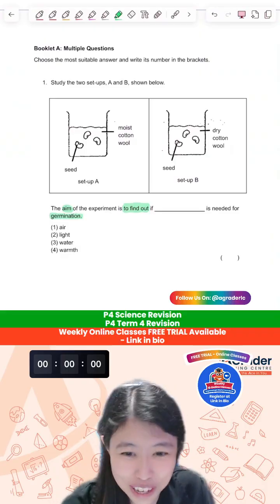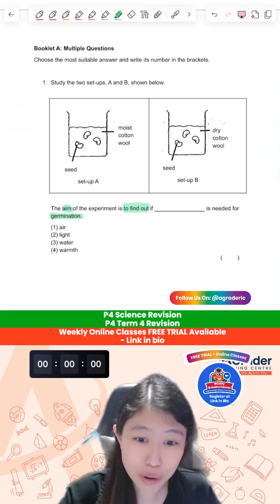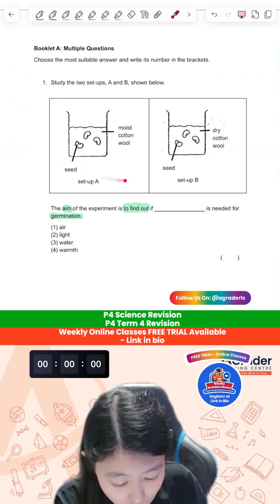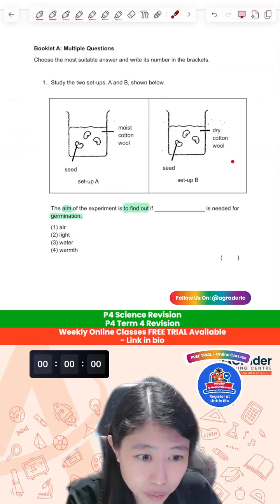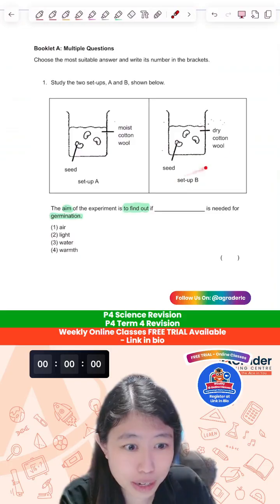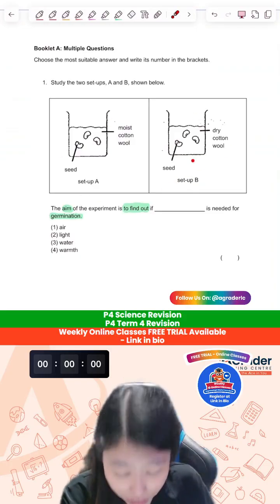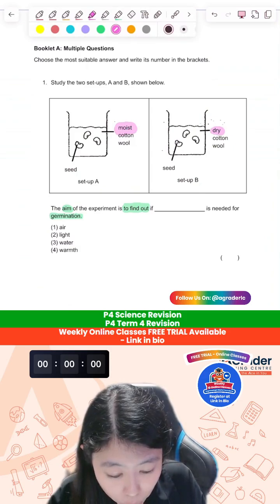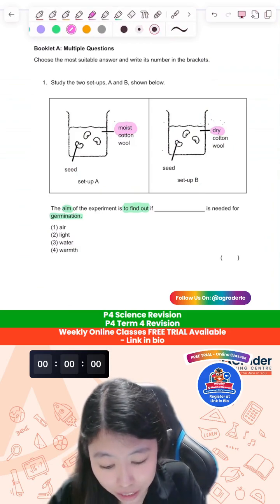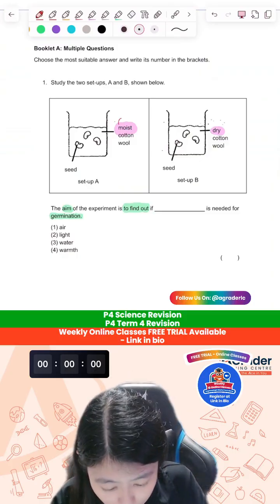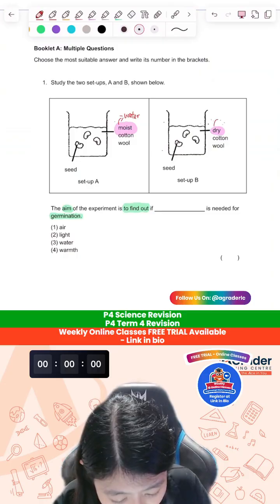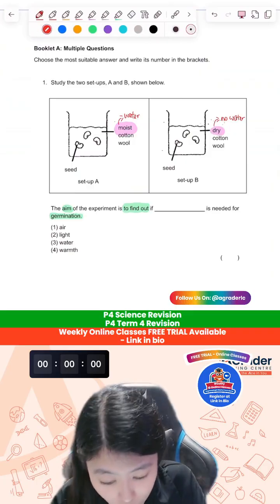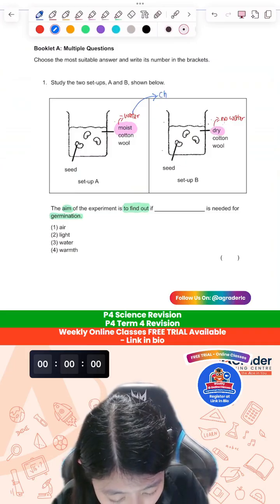So over here, always identify your changed variable. Changed variable is something different. Can you tell me what is different? Look at the diagram here. What is different between setup A and setup B? You can see from the header: one is moist, one is dry. Moist basically means there is water. Dry means there is no water. So having water or no water is my changed variable.